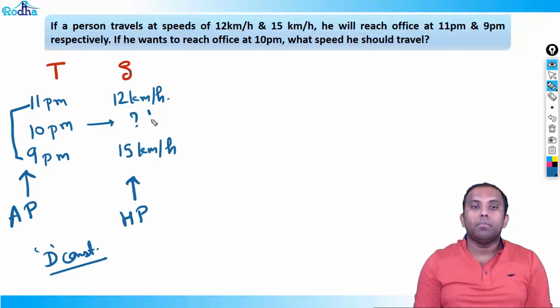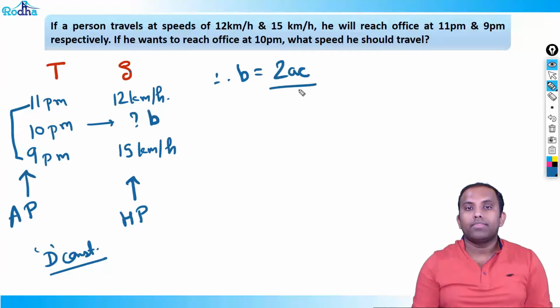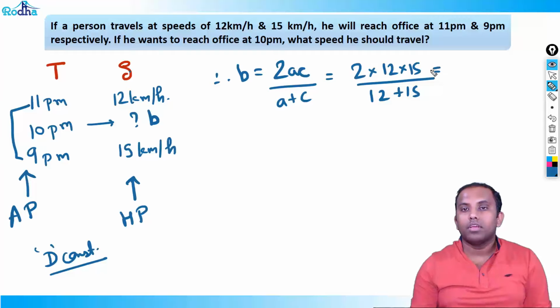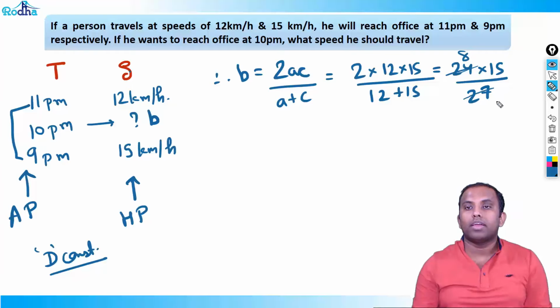So let the speed here be b. Therefore, b is equal to 2ac by a plus c, that is equal to 2 into 12 into 15 by 12 plus 15, that is 24 into 15 by 27. Cancelling, it becomes 40 by 3. What is 40 by 3?